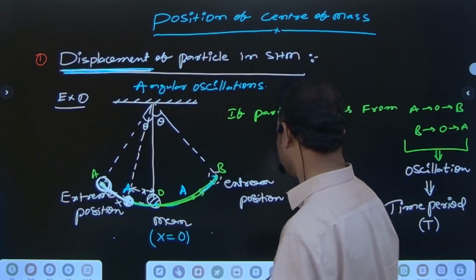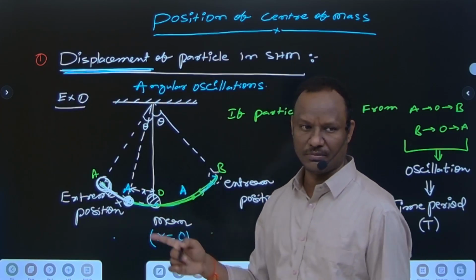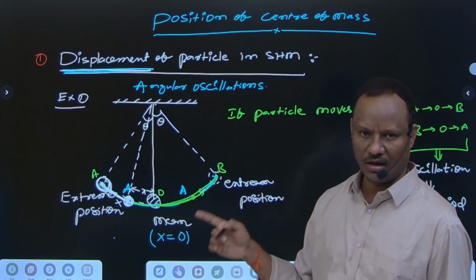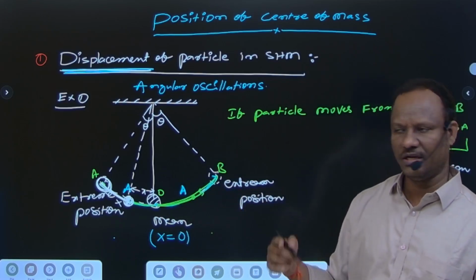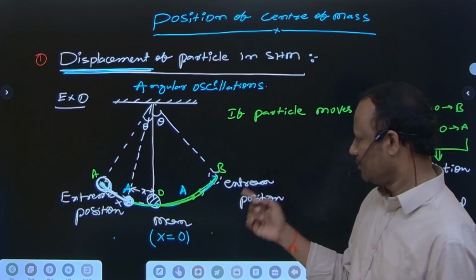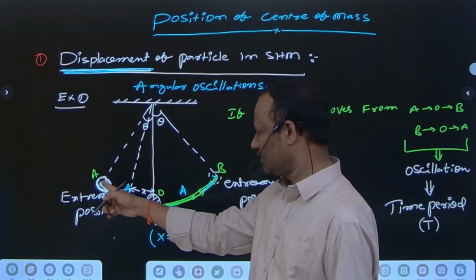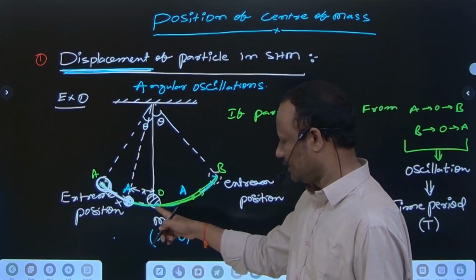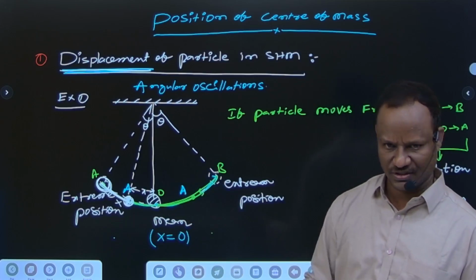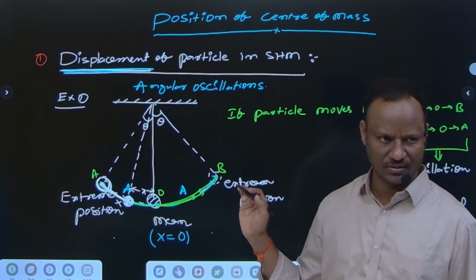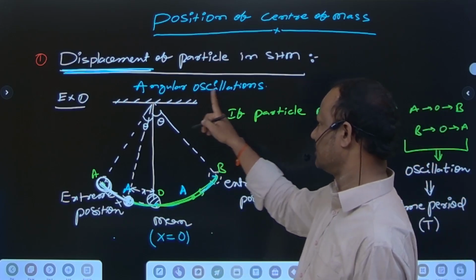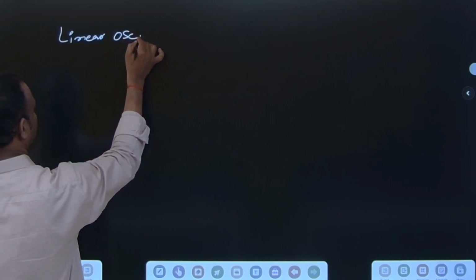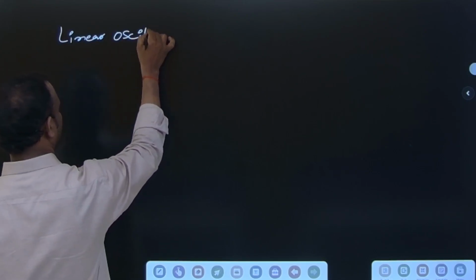You may ask, sir, can position be measured from the mean or from the extreme? Either, it is your wish. If you measure from the extreme, it should be a cos function, and if you measure from the mean, it should be a sine function. That I will show. Now, be very careful on this.